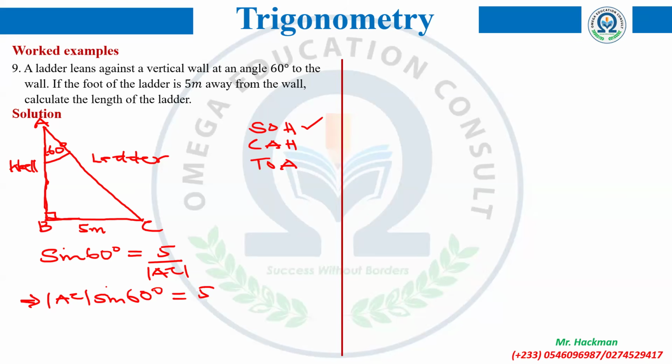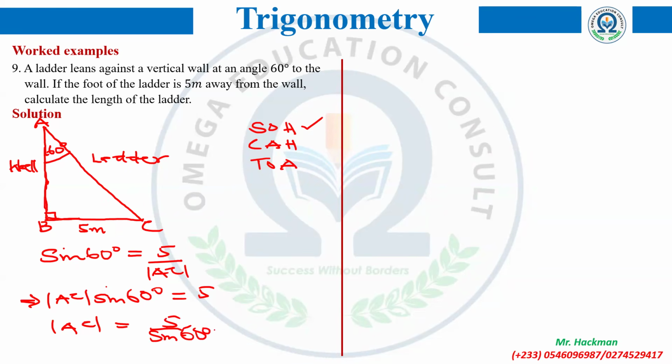Yes. Okay, and please take notes. Don't write sine 60 degrees AC. AC will always be a constant, so you always write a constant before your trig ratio. So take notes. You write it again before you divide. By so doing, you are going to get the length of AC to be equal to 5 over sine 60 degrees. Do you agree?